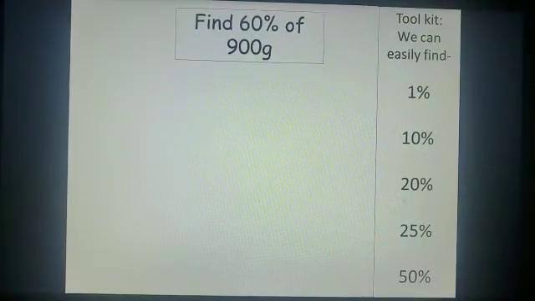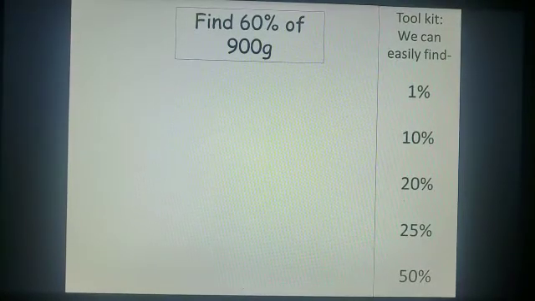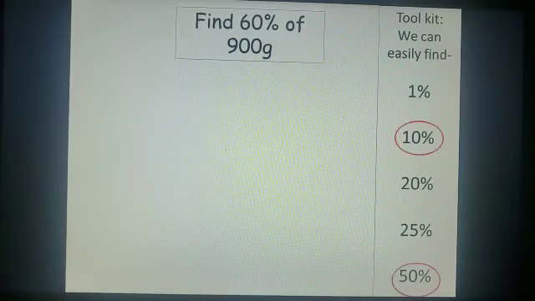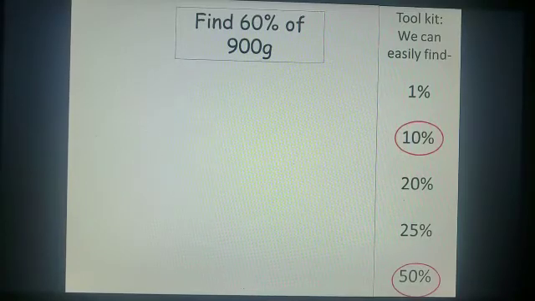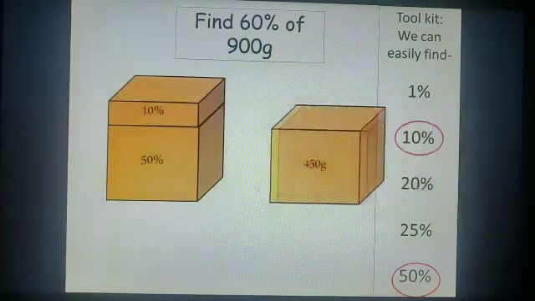Let's have a go at some examples. How can we find 60% of 900 grams? Using our toolkit, what 2 percentages can we add together to make 60? We can add 50% and 10%. Now we know how to work each percent out. So let's have a look.